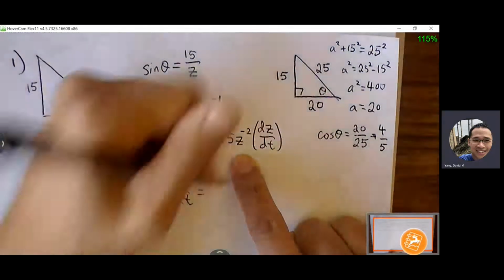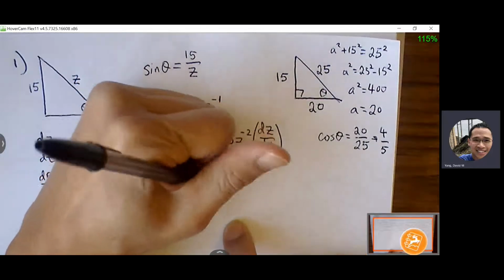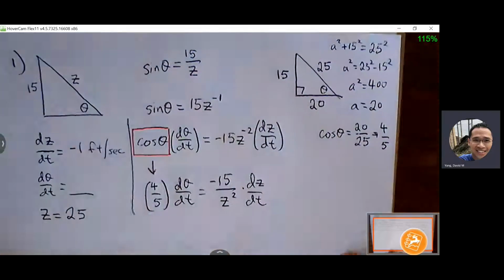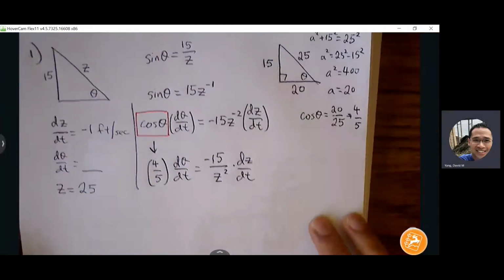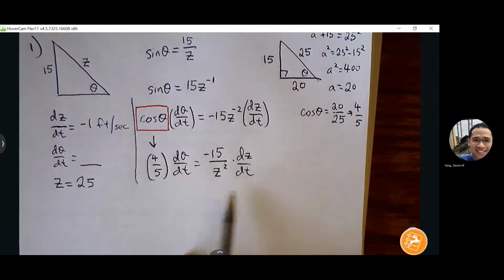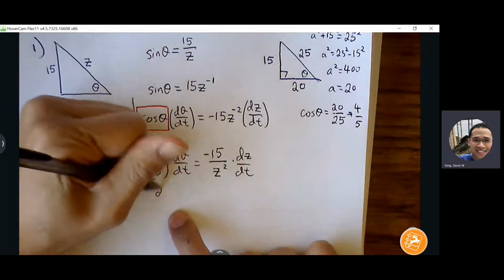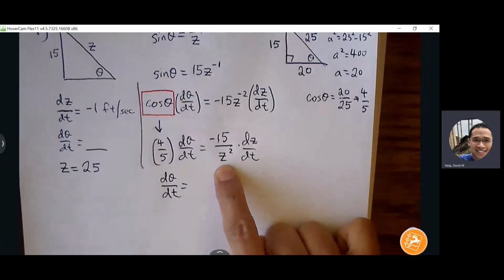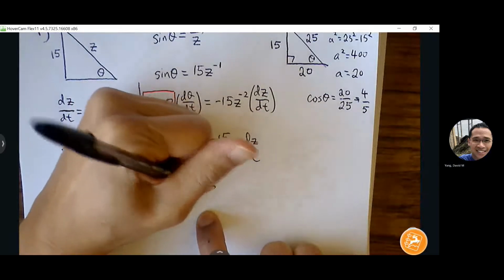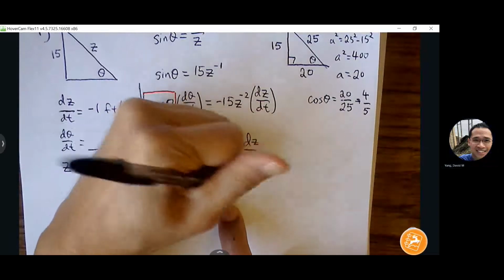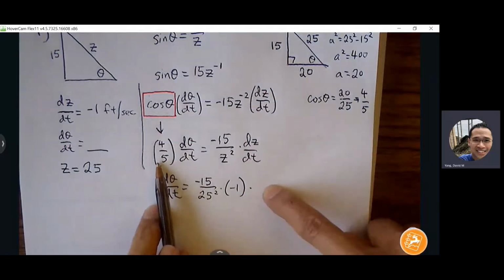Okay, we'll do some cleanup along the way here. Going to bring that z down to the denominator. Okay. Dividing by 4/5 is the same thing as what? Multiplying by 5/4. So I'm going to bring that reciprocal over. And I'm going to start making substitutions on the right side as well. I'm going to replace z with 25, dz dt with -1. And then that 4/5 is going to come over as 5/4.